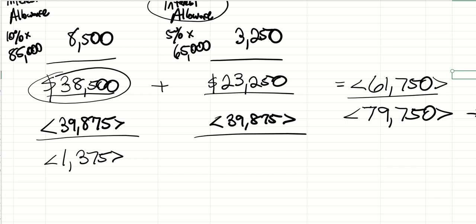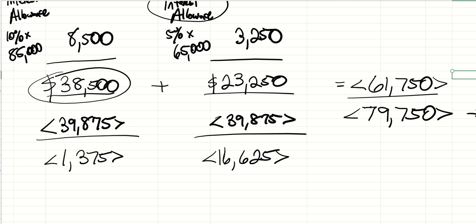Then we go to Frank. Take the $23,250, subtract it from $39,875. That's going to give us a loss of $16,625.